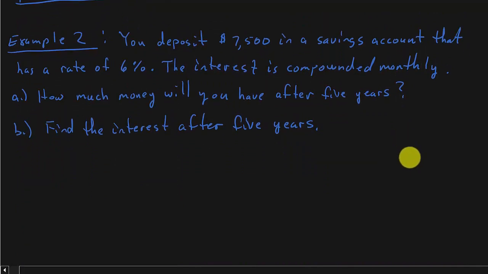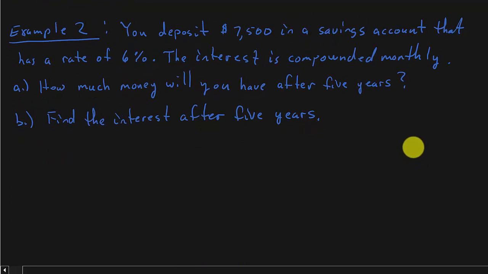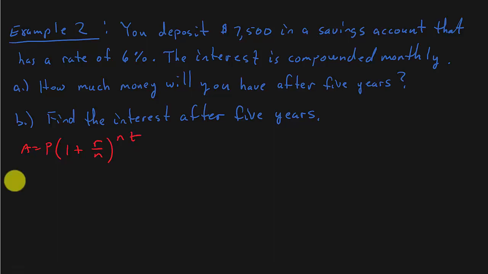So let's look at example 2. It says you deposit $7,500 in a savings account that has a rate of 6%. The interest is compounded monthly. Okay, compounded monthly. How much money will you have after 5 years? And then find the interest after 5 years. So whenever you're working these things, just go ahead and write the formula down. So we got A equals P times (1 plus R over N) raised to the N times T. All right. So now we have P is 7,500.